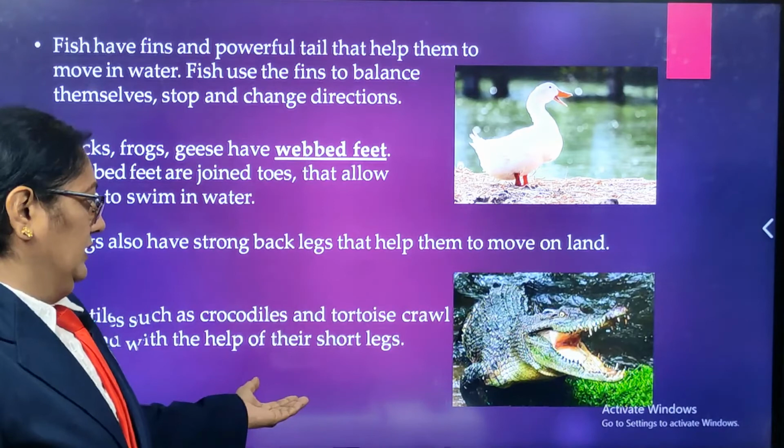Now, if we talk about scavengers, you can see here the vultures and eagles, they have sharp beaks for eating flesh. So, these are the different eating habits. This is the end of our chapter, and we'll be learning more about it in the next chapter. Thank you, children.